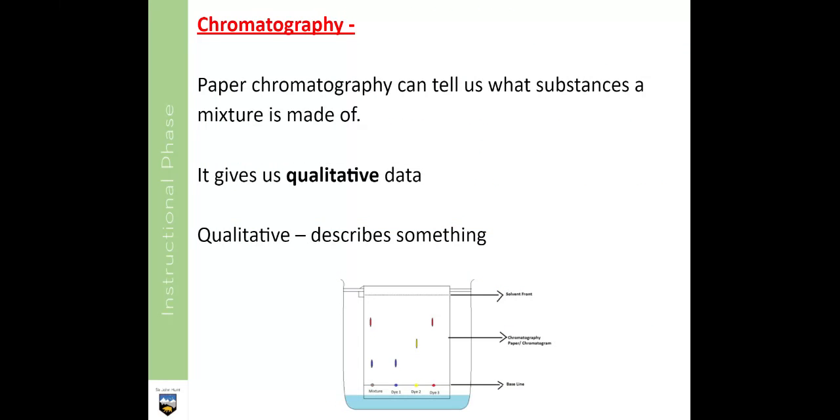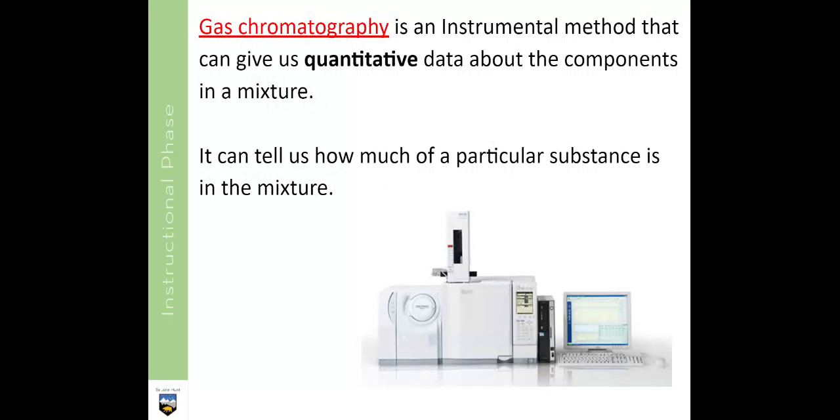So, as we've already mentioned at the start of the lesson, paper chromatography only tells us what substances are in a mixture. So it only gives us qualitative results. It doesn't tell us what the quantity of those substances are. So in order to find out how much of a particular component is in a mixture, we use gas chromatography. Now this is an instrumental method, and again, it's better than paper chromatography because not only can it tell us what substance is present, but it can tell us the concentration of that substance.